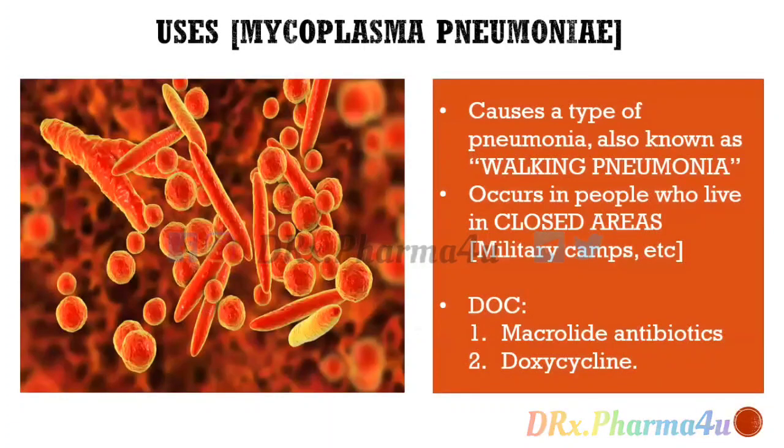Mycoplasma pneumoniae. So you can see in the picture, this is also known as walking pneumonia. So this is not very common. It actually happens in people who stay in extremely closed, enclosed areas, where there is improper sanitation as well. So especially in military camps or in jails, we can see this problem. The drug of choice is macrolide antibiotics and doxycycline.